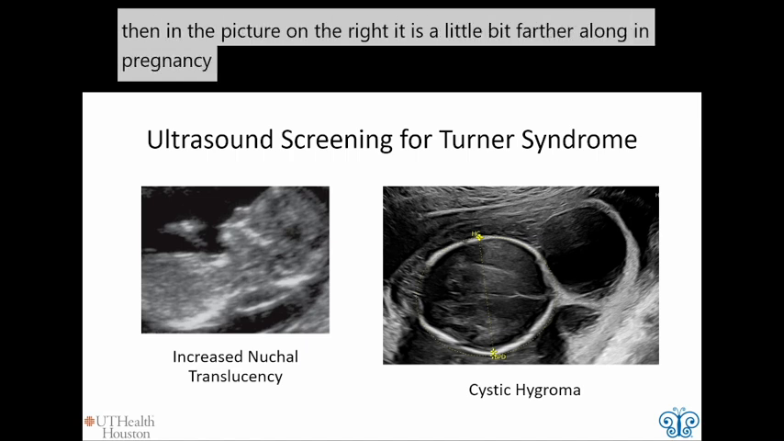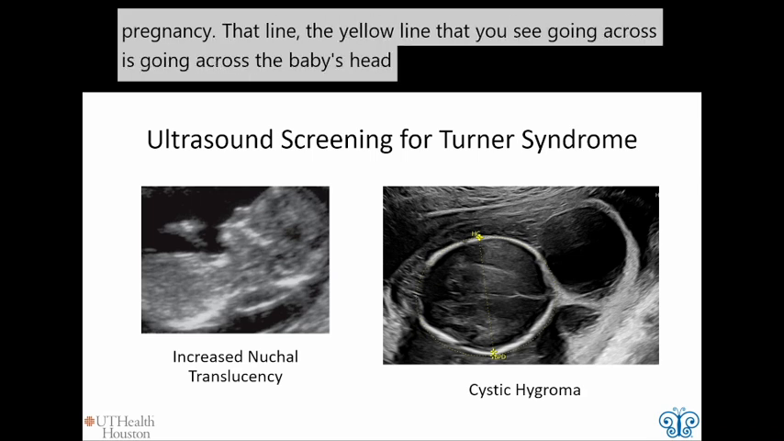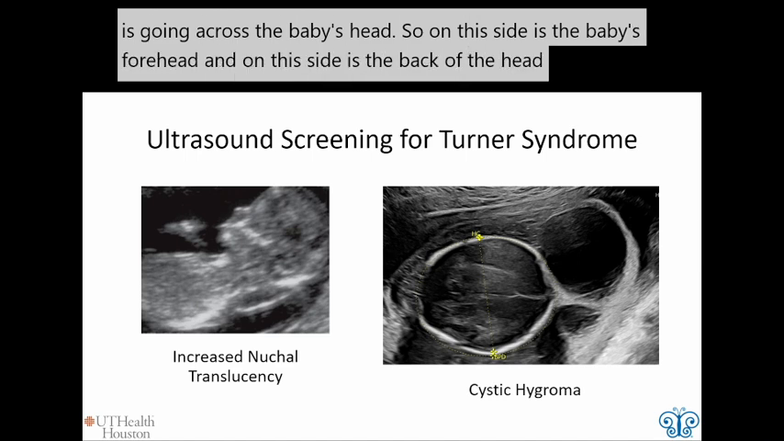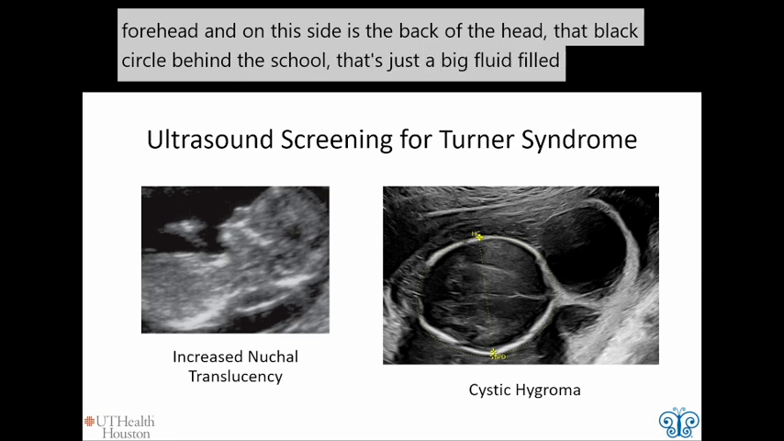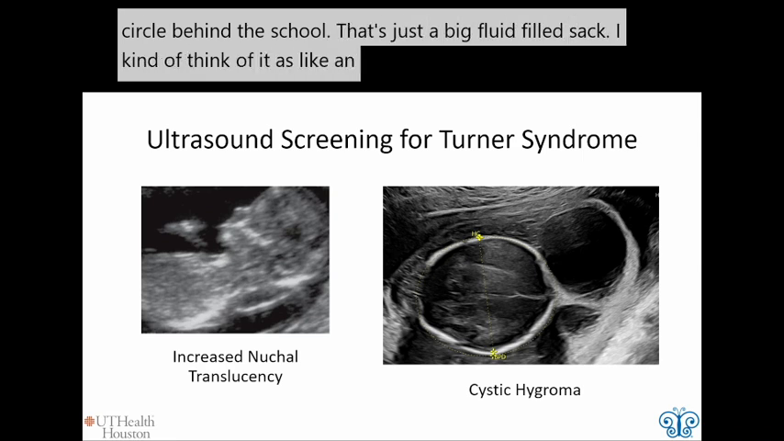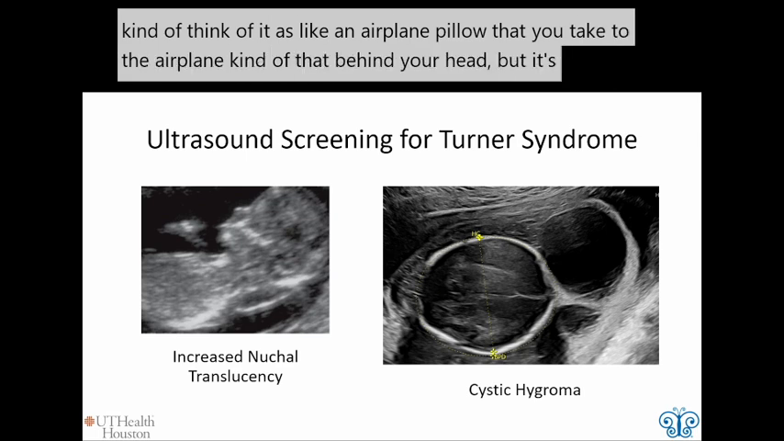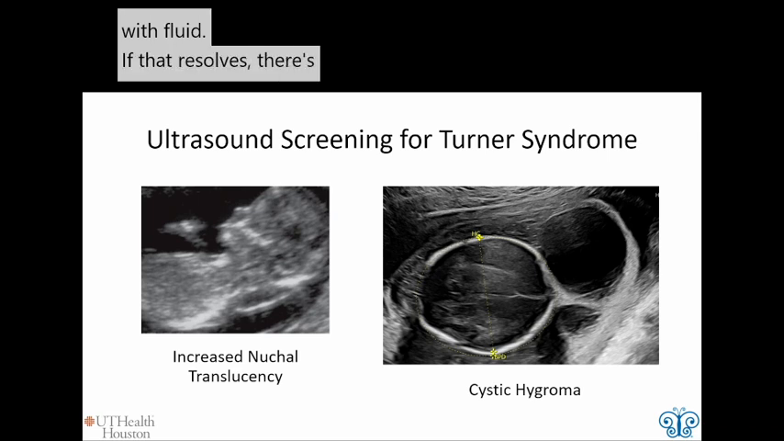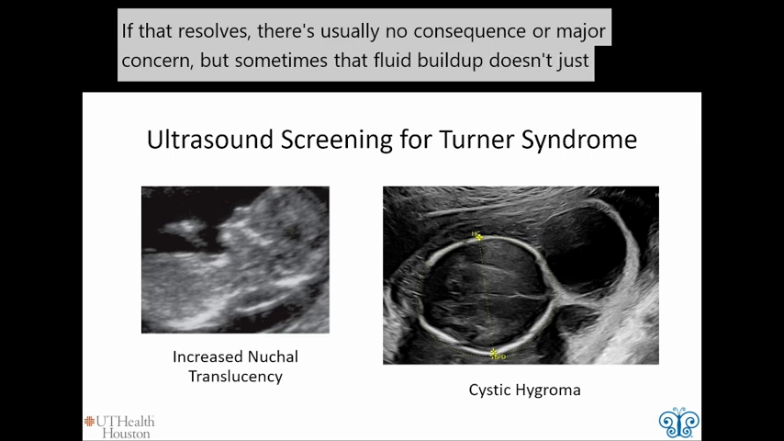That line, the yellow line that you see going across, is going across the baby's head. So on this side is the baby's forehead, and on this side is the back of the head. That black circle behind the skull, that's just a big fluid-filled sac. I kind of think of it as like an airplane pillow that you take to the airplane, kind of that behind your head, but it's filled with fluid. If that resolves, there's usually no consequence or major concern, but sometimes that fluid buildup doesn't just persist in the back of the neck area.